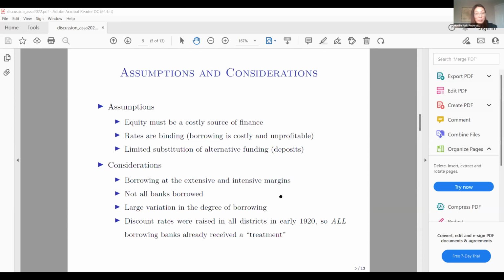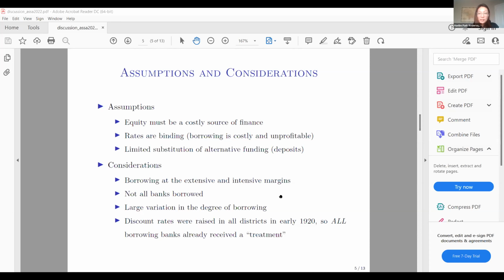Even if rates are very high, if you can charge high rates on loans, you will still borrow. So you have to meet this assumption that it doesn't matter how high rates are; if you can make profits, they will still borrow. And third, it has to be the case that you cannot raise deposits locally, so there's no alternative source of funding. Kilian is talking about it, but in order for his identification to work, these three assumptions have to hold.